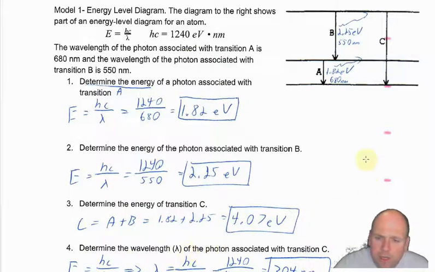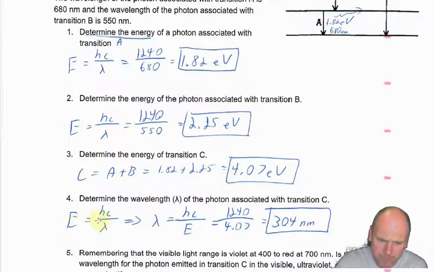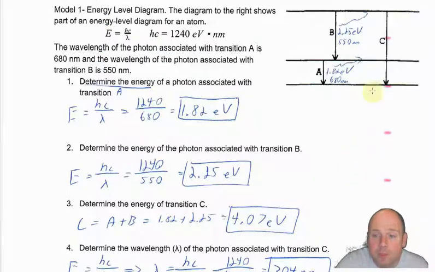4, determine the wavelength of this photon. Well, I'm going to use the exact same equation, E equals hc over lambda. But I need to solve for wavelength. So I swap the E and the wavelength. This is a little trick, talked about it in my other video. It's an algebra thing. You could have done the algebra, but I do that quick little swap. So now I know that wavelength equals hc over E, which is 1240 over 4.07 electron volts. And when I do that math, I get a 304 nanometer wavelength, which is pretty small.